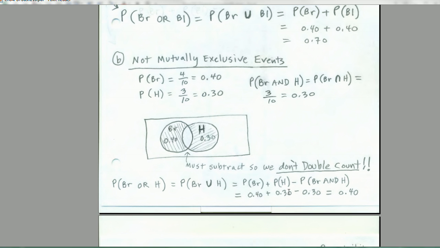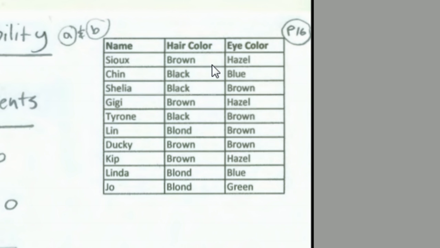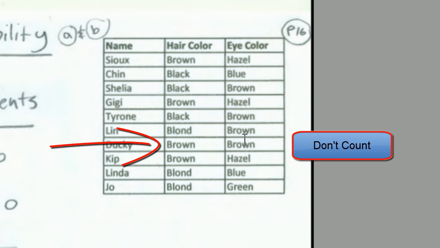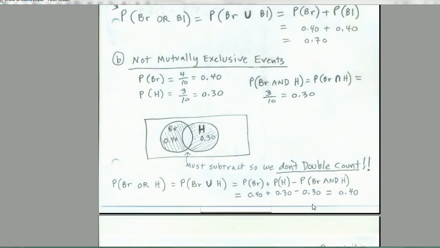Now, how do we calculate these? We'll do these over in Excel, but we started with this small data set just so we can see. Well, what's the probability of brown? 1, 2, 3, 4. So 40% because we're dividing by 10. What's the probability of hazel? 1, 2, 3. 3 divided by 10 is 0.3. But what's the probability of and, or the intersection? Brown, hazel, that's 1. Brown, hazel, that's 2. Brown, brown, brown, hazel, that's 3. So for and, it's 3 divided by 10.